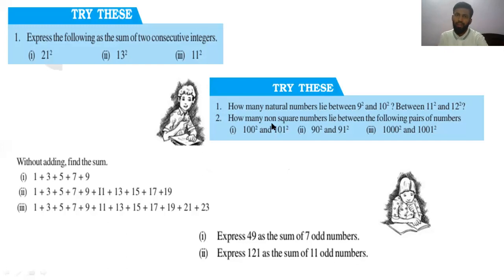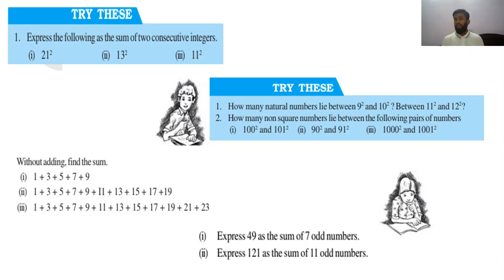Again see, question number 1 and 2 both are same, the words are different. That's why I said the question can be asked in two ways. First, how many numbers between the square of this and this. And how many non-square numbers? Because as I said, all the numbers lying between two square numbers are not square numbers.